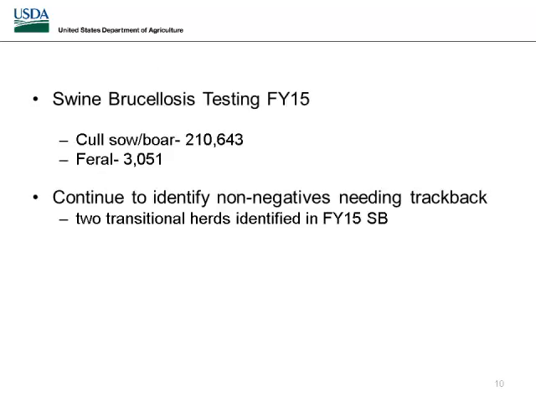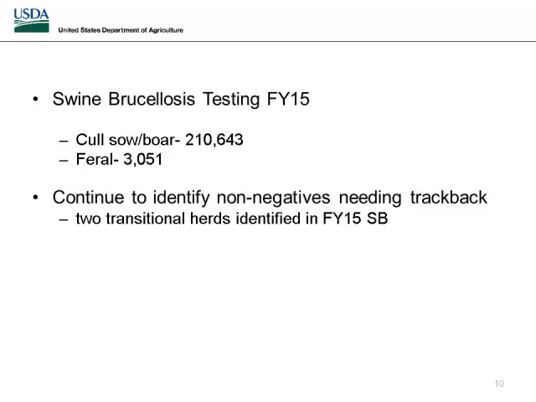For testing in FY15, we tested 210,000 sows for swine brucellosis and 3,000 feral swine again, and we identified 2 transitional herds in FY15 that had swine brucellosis. So we still do see it. Just recently, I'm working on a herd right now that has been identified. We've had a couple this year for swine brucellosis just in FY16 so far, one in the west and one in the east, where they both had swine brucellosis.